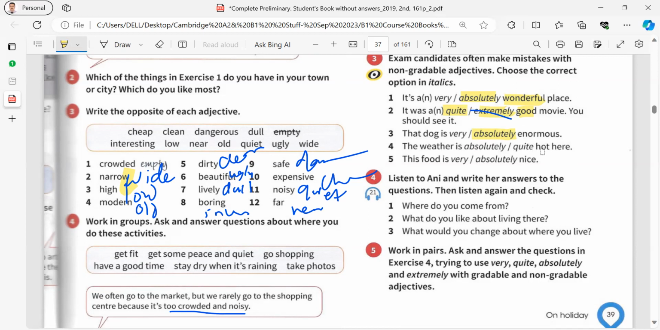For the weather, does it mean absolutely? No, hot, Nawaf. Look at the type of adjective first. Understand? For number 3, it's absolutely. Yes. But number 4, quite hot. I can't say absolutely hot. Quite hot, not absolutely. The food, nice. Very nice. Okay? Very nice. Nawaf, I have to stop now. Please join again using the same link. Okay.